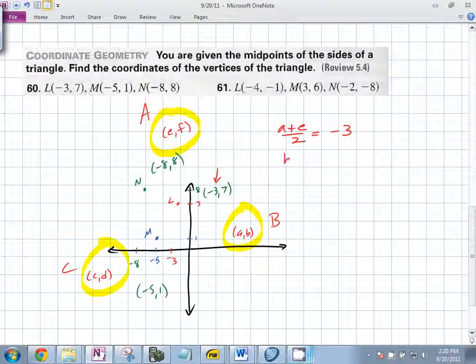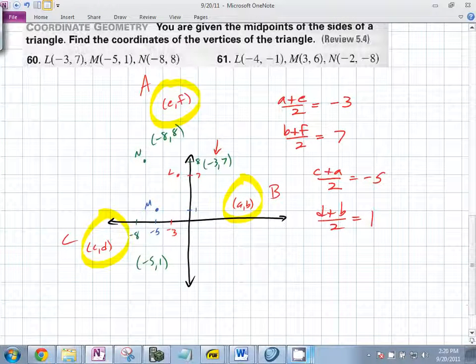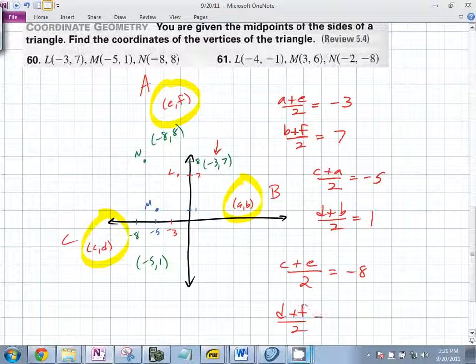And B plus F over 2 has to be what? 7. And C plus A over 2, what does that have to be? -5. And D plus B over 2 is going to be what? 1. And C plus E over 2 is going to be -8. And D plus F over 2 is going to be 8.